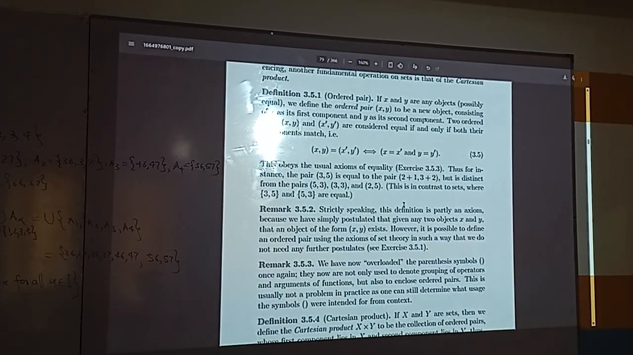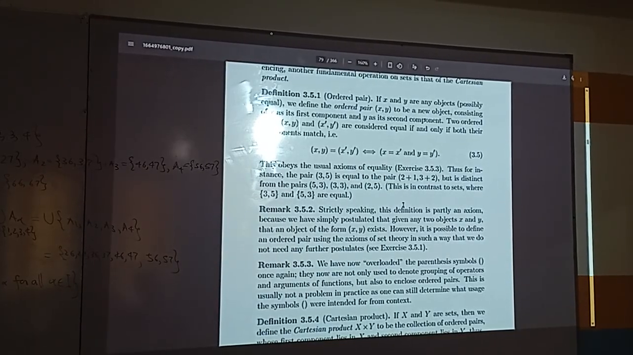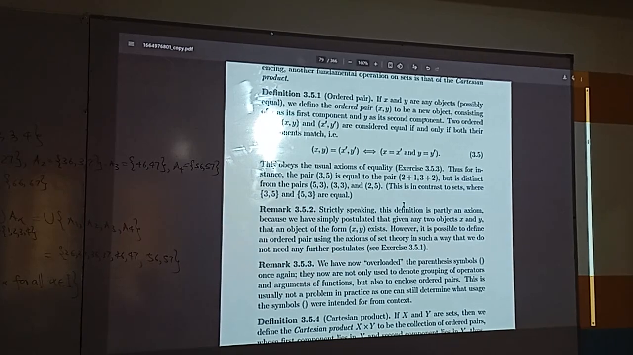Strictly speaking, we have now overloaded the parenthesis symbol. We have used it so many times. Once again, they are now not only used to denote grouping of operators and arguments of functions, but also to enclose ordered pairs. This is usually not a problem in practice, as one can still determine what usage the symbols were intended for from the context.